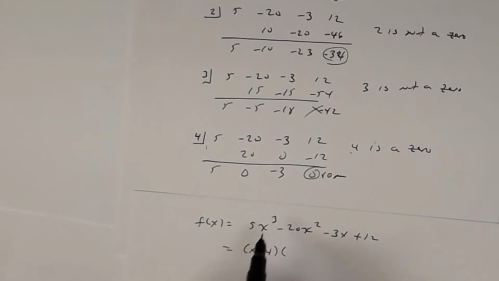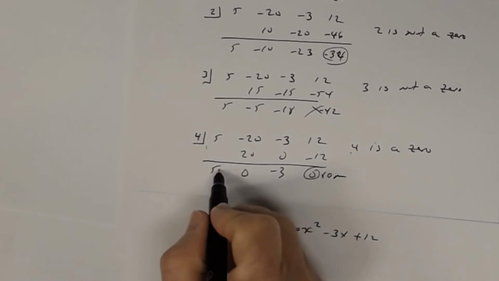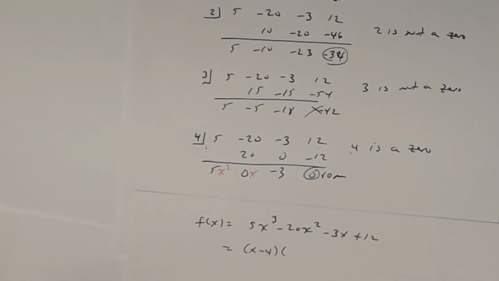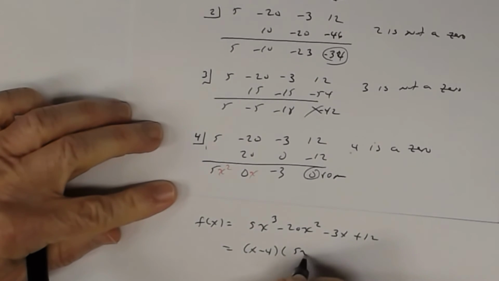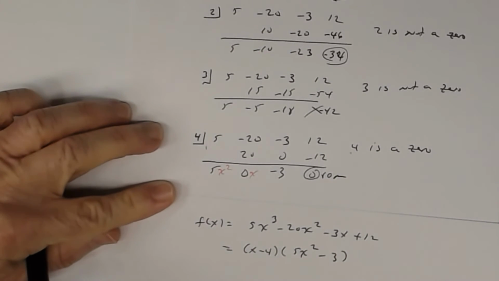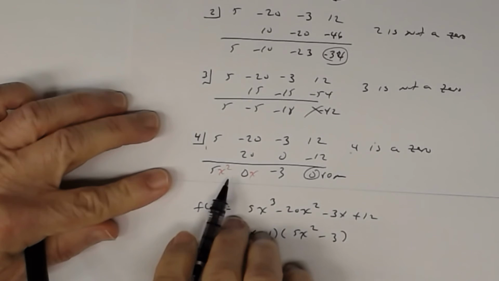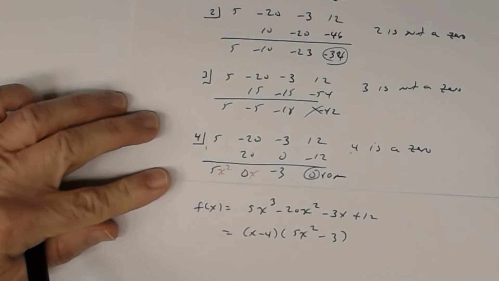And since your function is cubic, your quotient has to be quadratic. Okay? And so notice what we have. We have 5x squared minus 3. That's what we have. Okay, 5x squared minus 3, because 0 times x is 0.